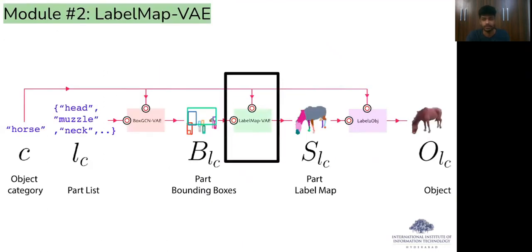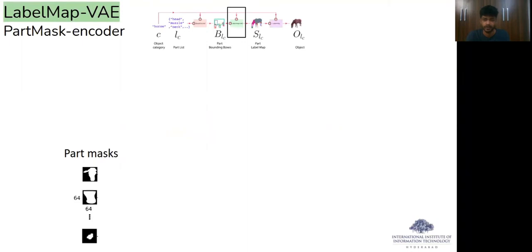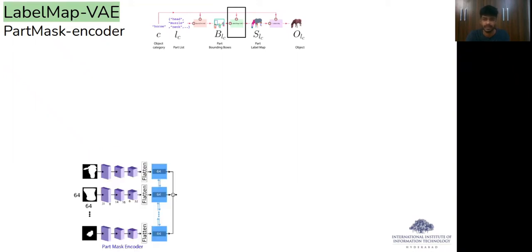Next, we'll look at the label map VAE, which takes the part layout generated by the box GCN VAE and category attributes to produce a dense part-based label map. Similar to the previous module, this is a variational autoencoder as well. The part masks are first scaled to the same size before encoding. This ensures that the range in part sizes does not affect the quality of generated masks. The scaled part masks are encoded via convolutional layers.